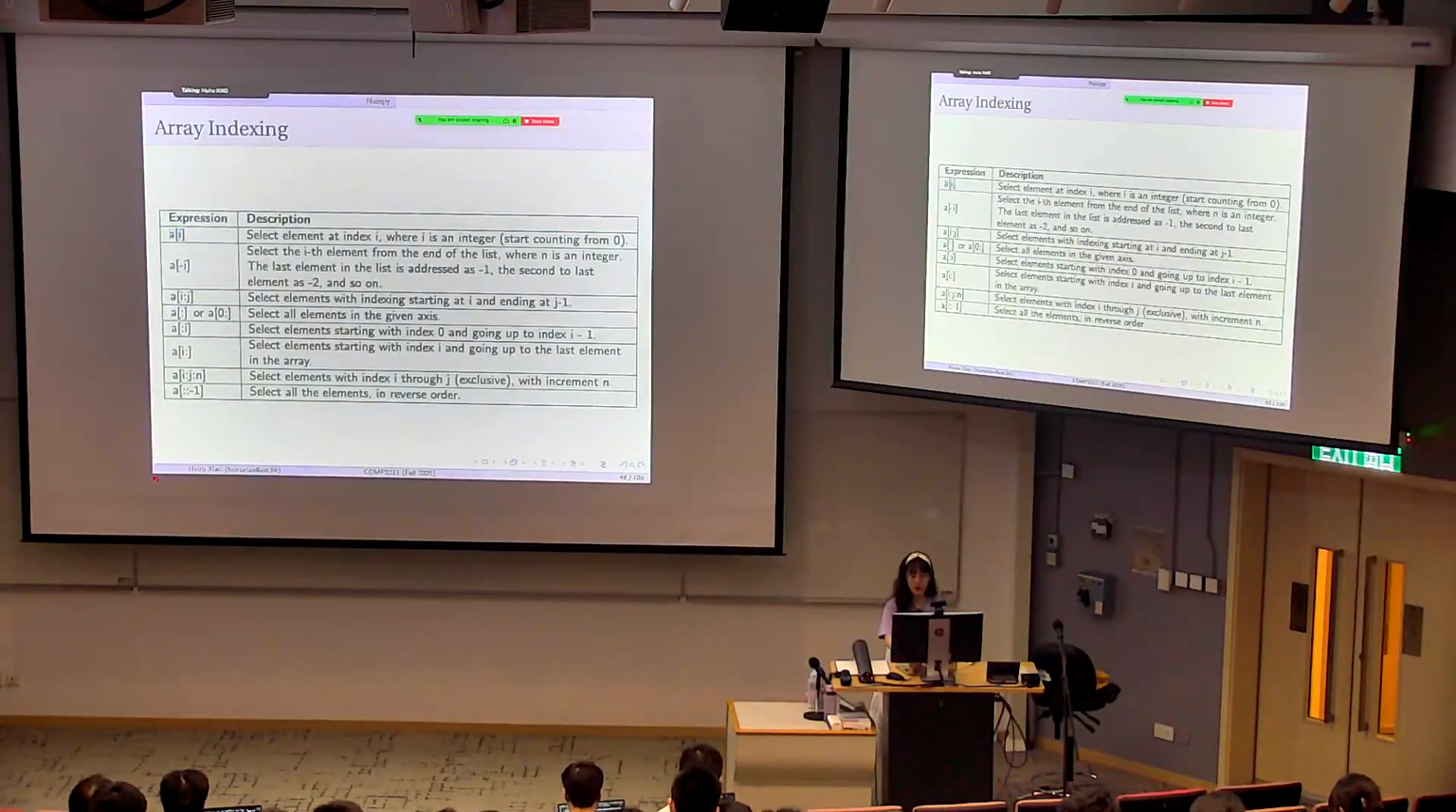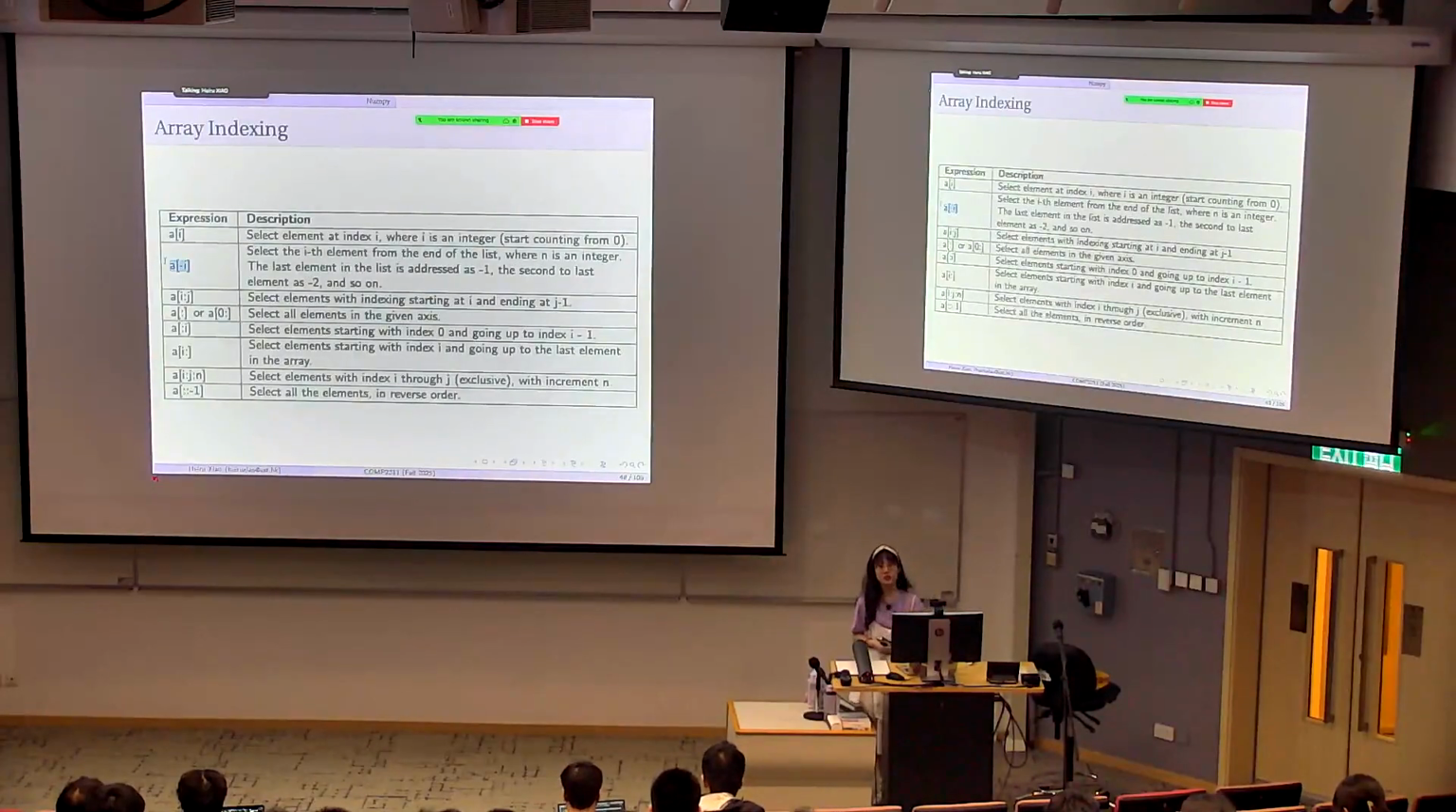i is some integer, a positive integer, or at least a non-negative integer. If we use this expression A[i], and of course A itself is an array, then it means we select the element at index i, and note that for the index, we always start counting from 0. And another usage is A[-i]. Suppose i, again, is some positive integer.